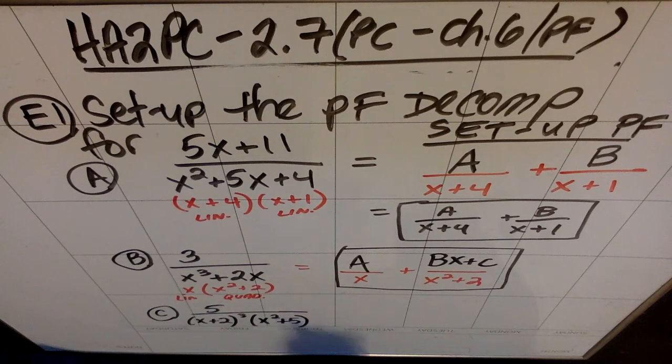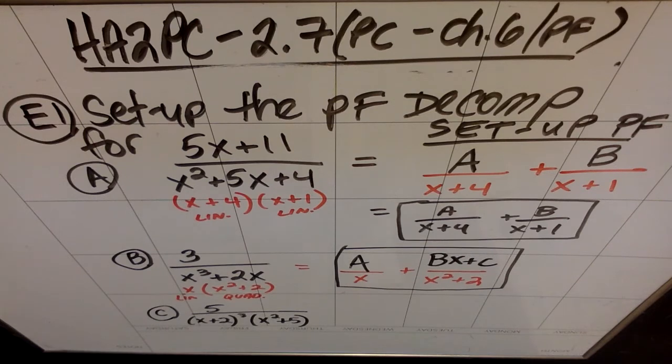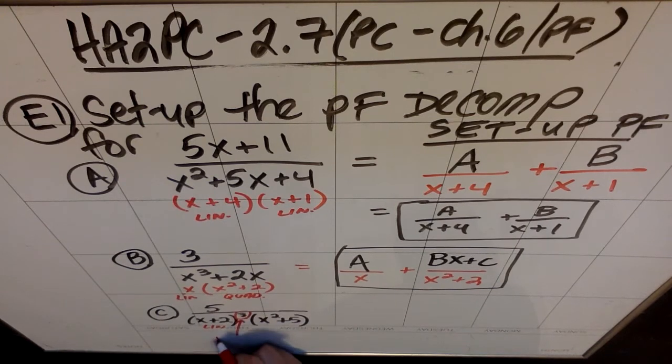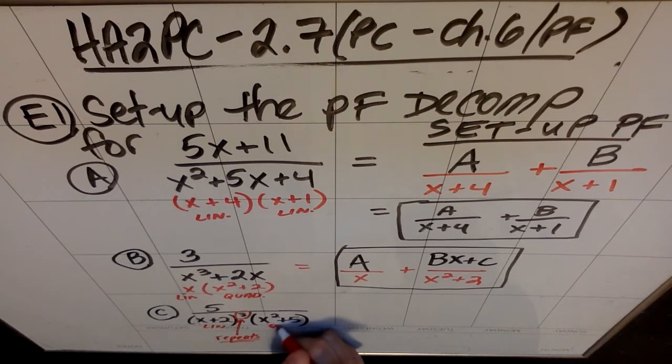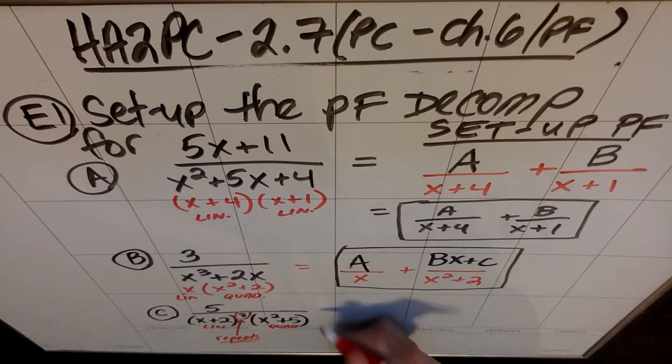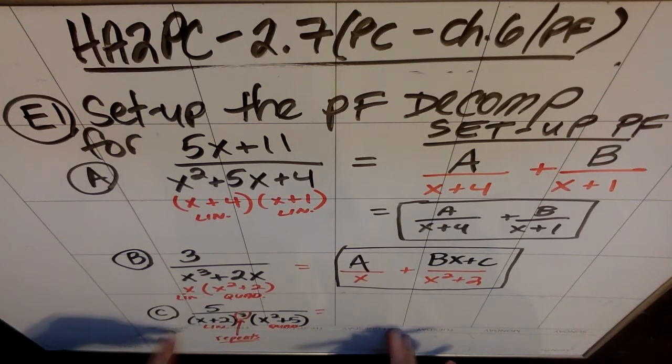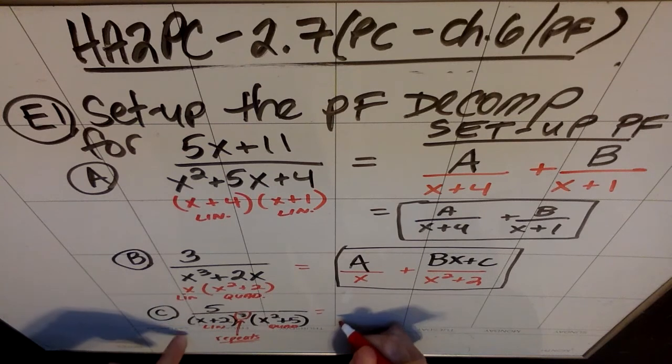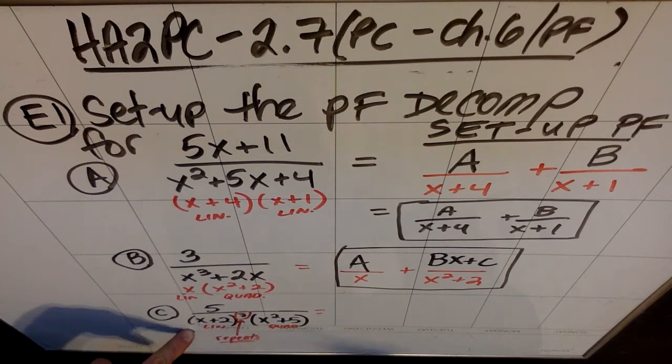Okay, so it seems to me that there are going to be 4 fractions, and here's why. This is already factored. The x plus 2 is a linear factor, but it's a linear factor that repeats. And this one is a quadratic factor; I can't do anything else to factor it. So when I have a linear factor that repeats, each x plus 2 is going to get its own fraction up to that power of 3.